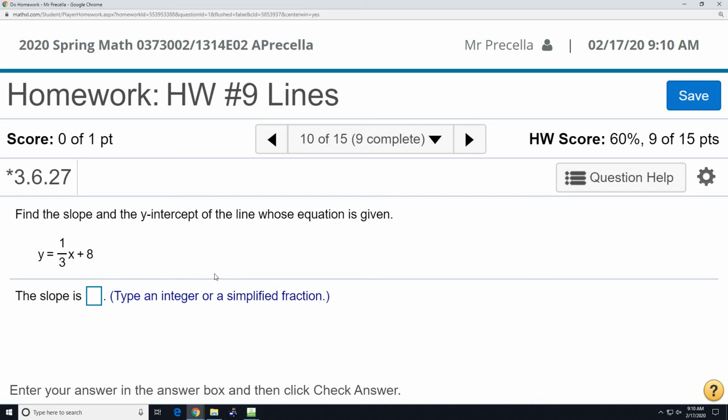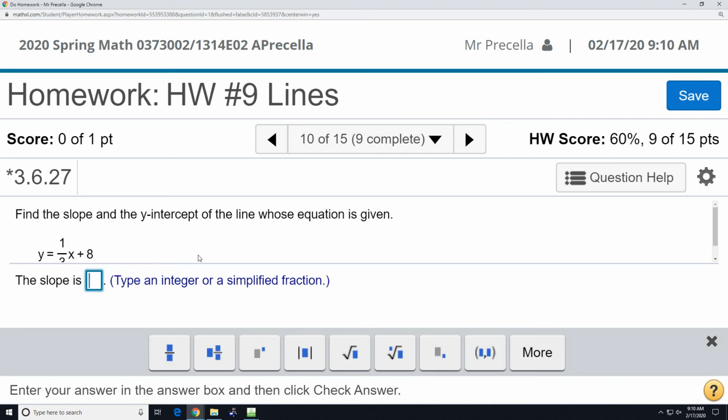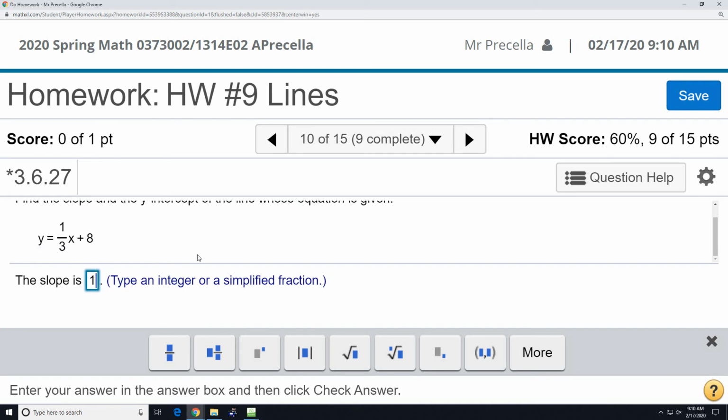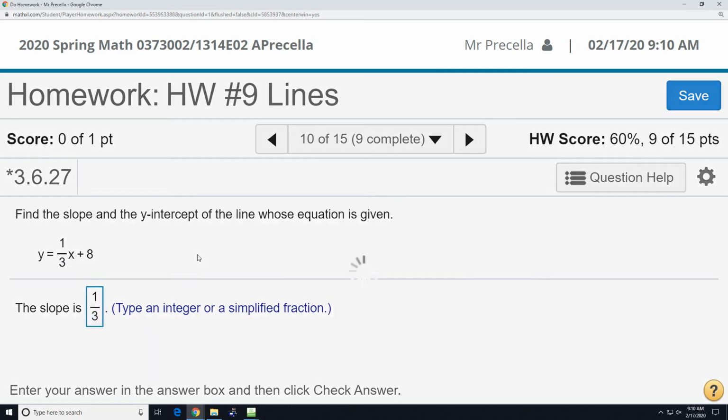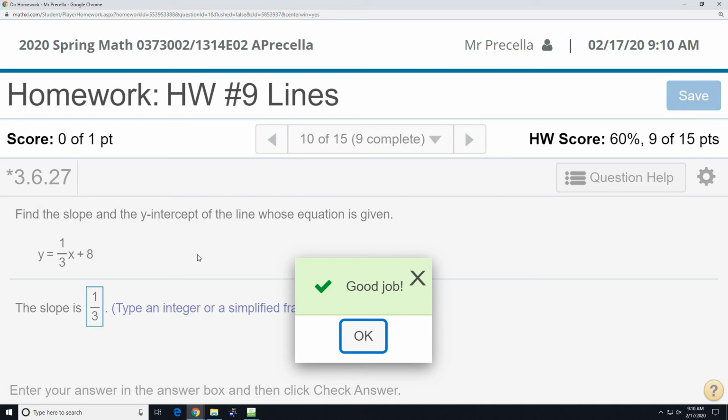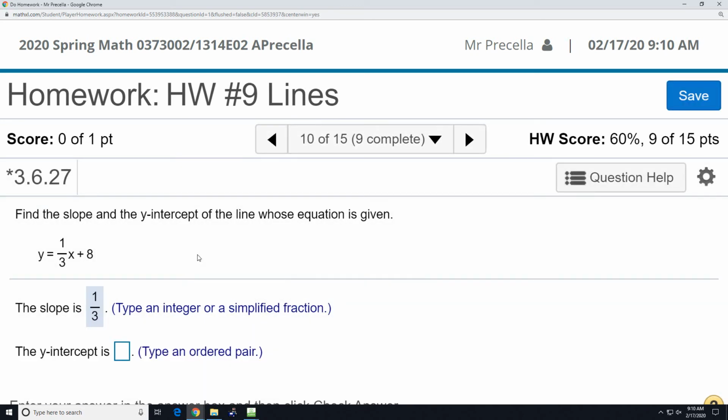Y equals 1/3 x plus 8. I bet you the class can beat you, okay? Y'all tell me, what's the slope? 1/3, okay. Not much to do to that. But be careful, looking at the y-intercept. Oh, well, they do tell you. At least they remind you here. What do they say? Type an ordered pair.